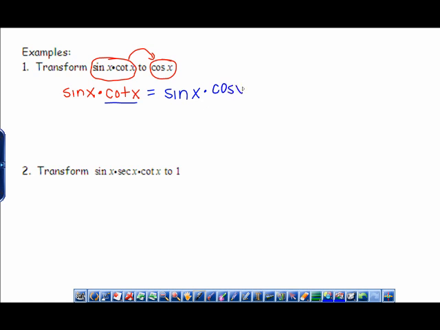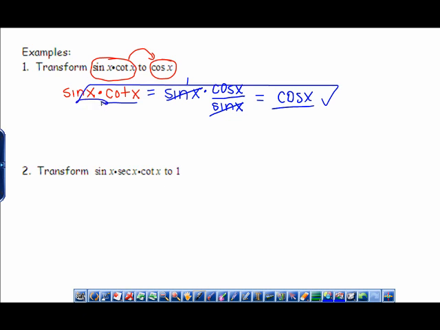If I use cosine x divided by sine of x, really the problem is done, because this sine x is being multiplied by something and there's a sine x in the denominator. These two things cancel to a 1. I'm left with just cosine x, and there I proved it. I proved that sine x times cotangent x is equal to cosine x. It's really clear. Anybody reading my proof could understand where my steps came from, and there you go.